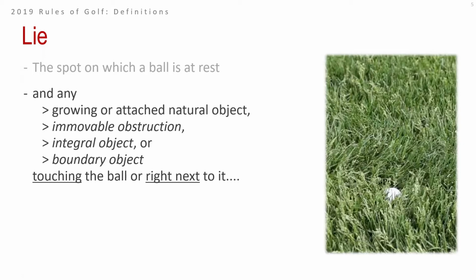Sometimes those things might be cart paths or something like that when they're located next to a boundary fence. We covered boundary objects yesterday. Those are things like lines or stakes or fences. And then obviously anything growing or attached natural object could be like a tree branch that's on the tree, grass, fescue, anything of that kind of thing.